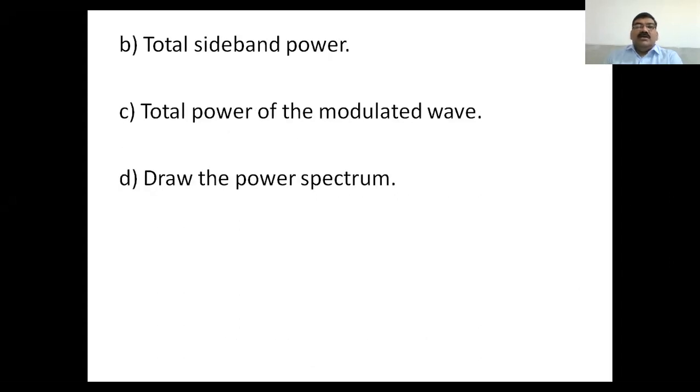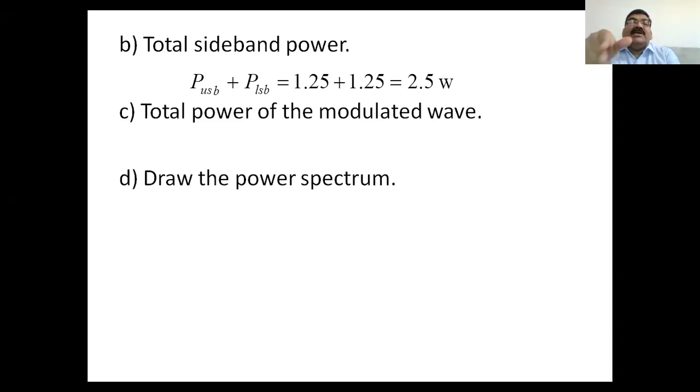Now the total sideband power. I have the upper sideband power and the lower sideband power, so I simply have to add them. 1.25 plus 1.25 becomes 2.5. So it is simple. Okay, so this is the total sideband power.